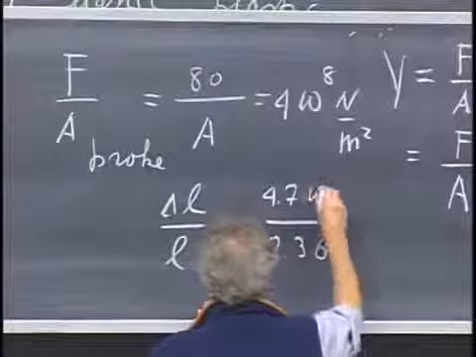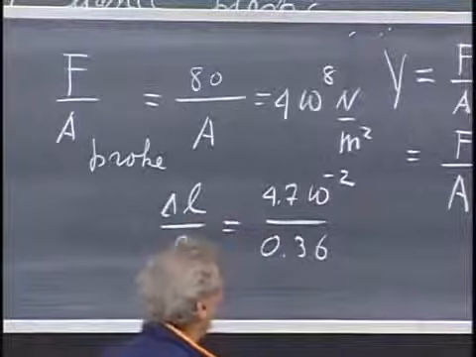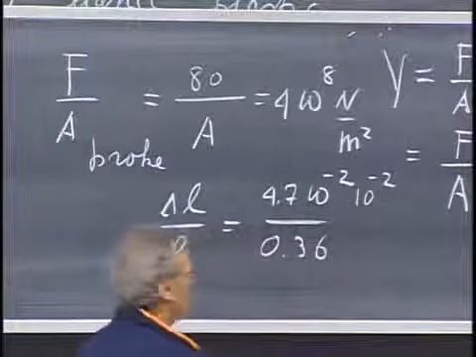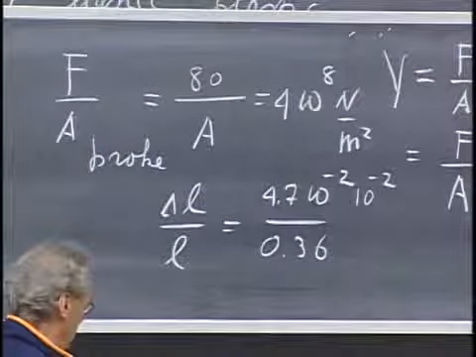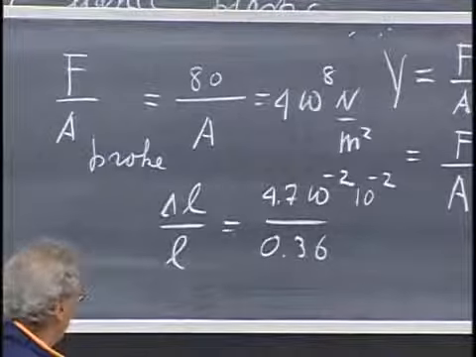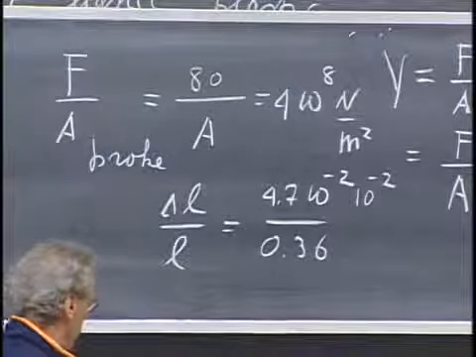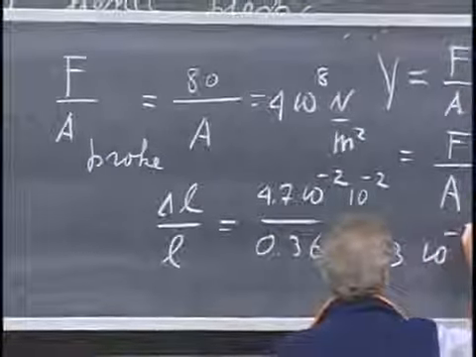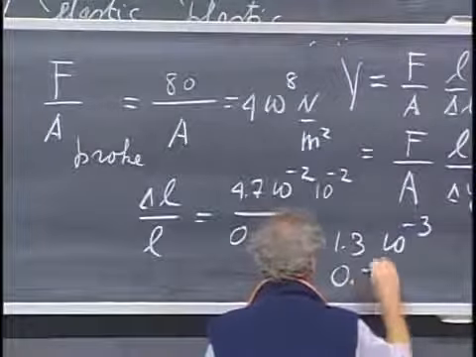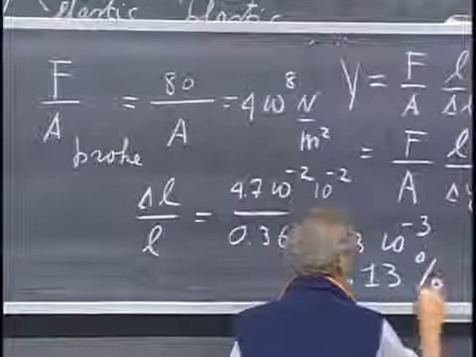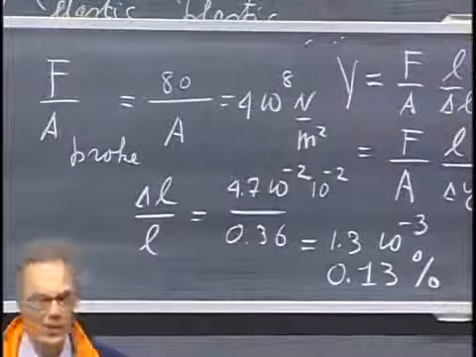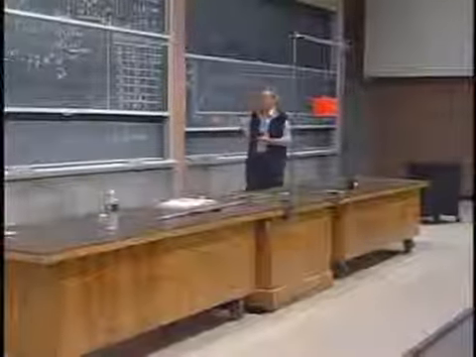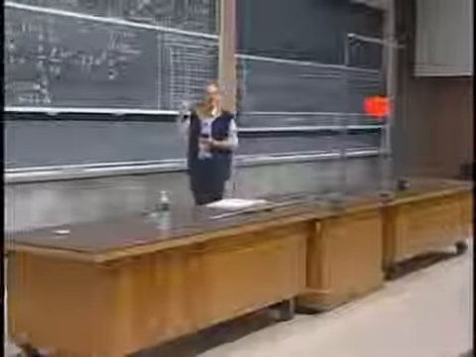and that is 4.7 times 10 to the minus 2, but that is in terms of centimeters, and we want it in terms of meters, so we have to multiply by another factor 10 to the minus 2. So exponents change, minus 2 divided by 0.36, and that gives me 1.3 times 10 to the minus 3. In terms of percentages, that would be 0.13%. So the wire, when it reaches the end of its Hooke's law parameter space, has only become longer by 0.13%.